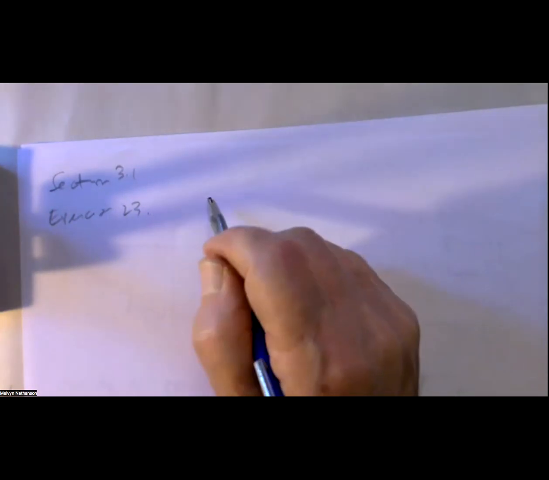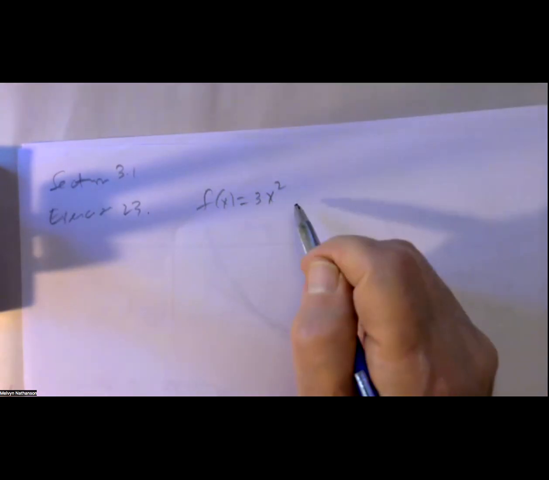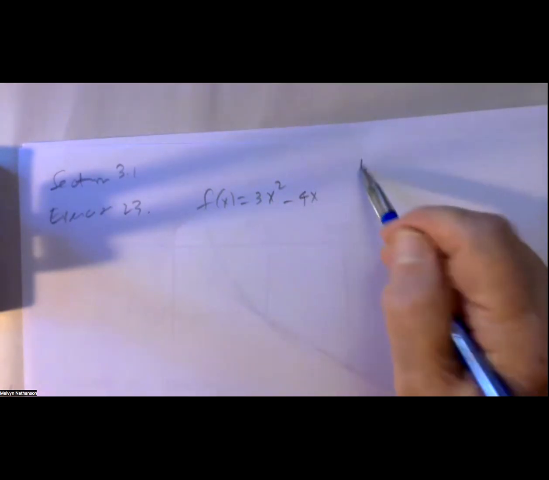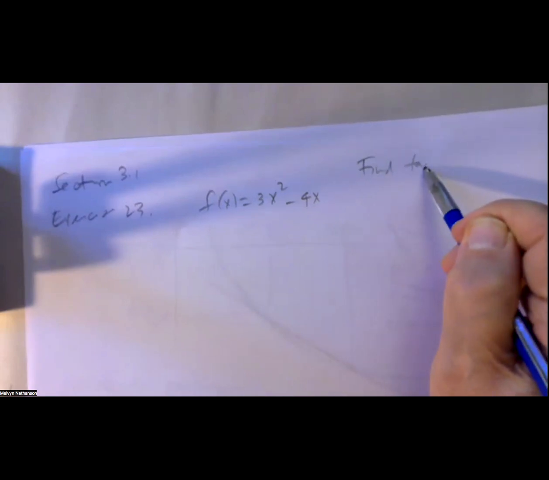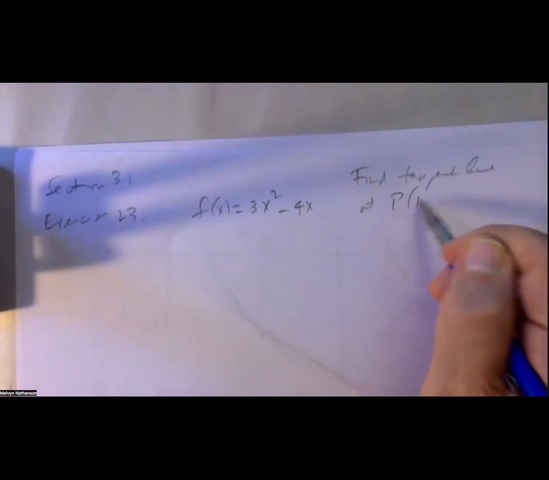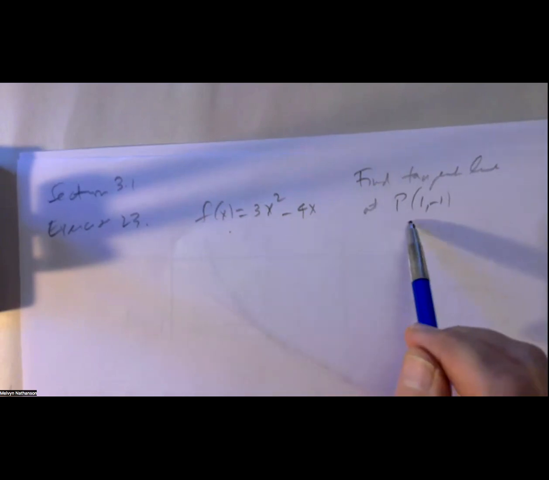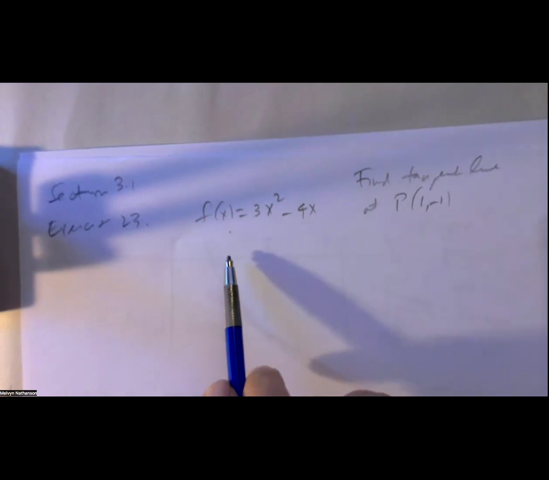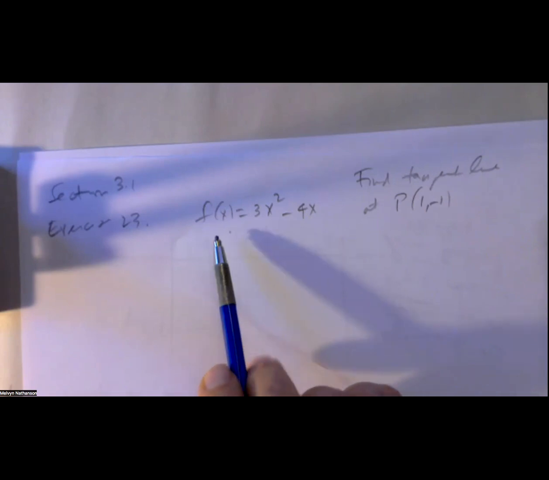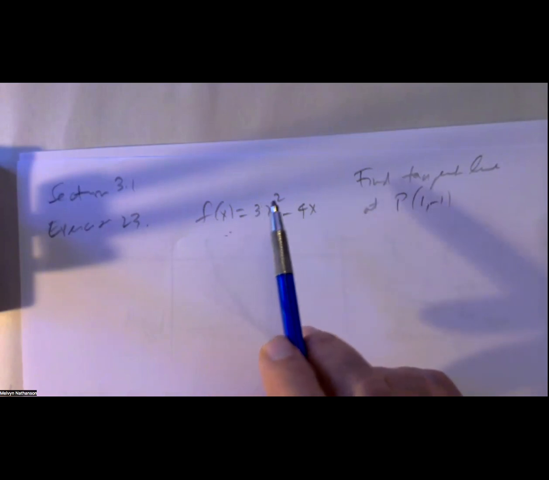So we have a function f of x equals 3x squared minus 4x, and we want to find the equation of the tangent line at the point P on the curve when x is equal to 1. And when x equals 1, f of x is 3 minus 4, which is minus 1. So this curve goes through the point (1, -1). And what's the equation of the tangent line? So for that, we have to find the derivative.